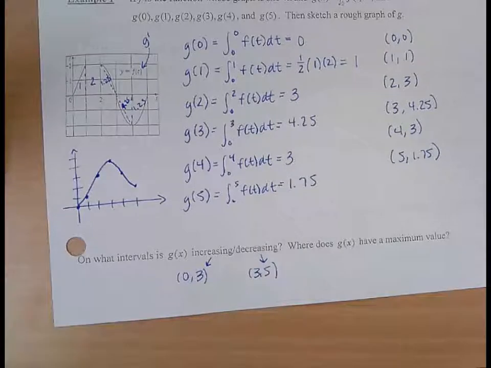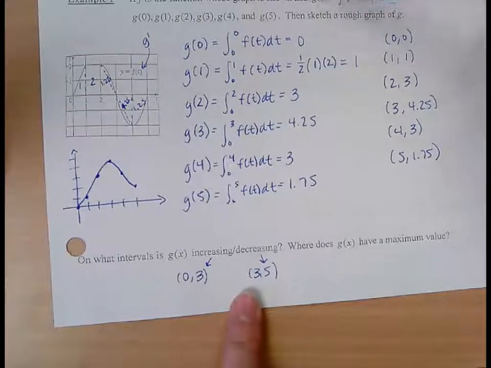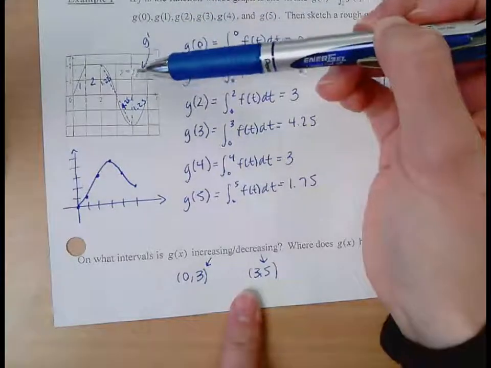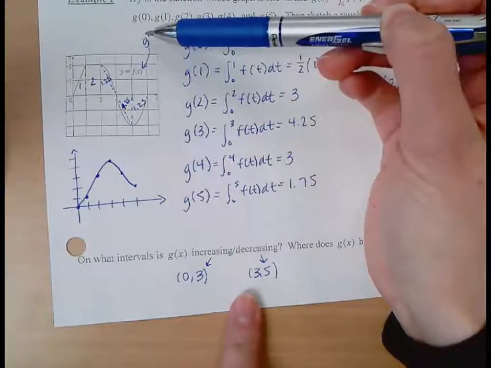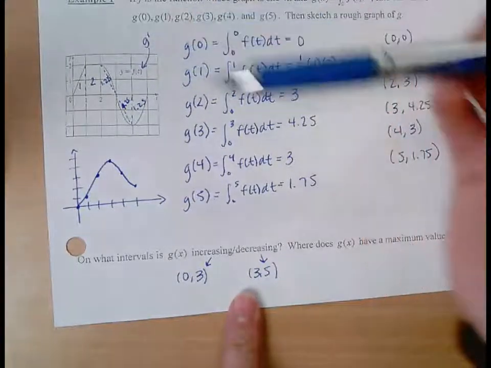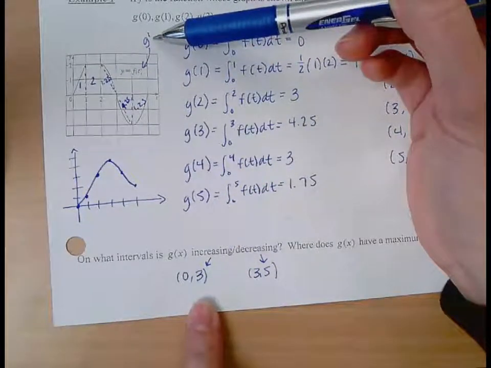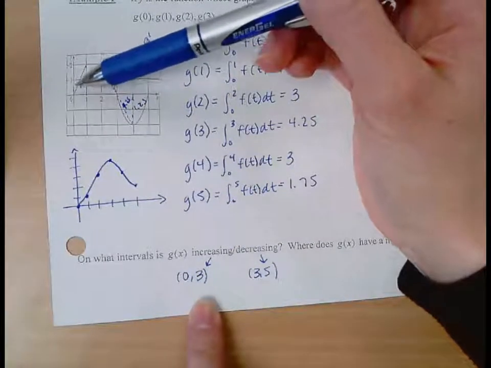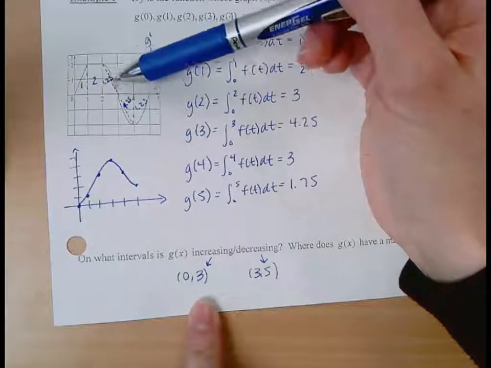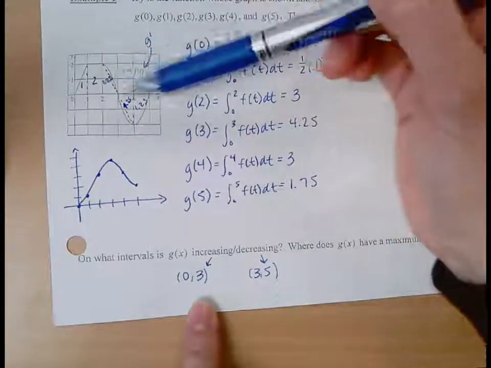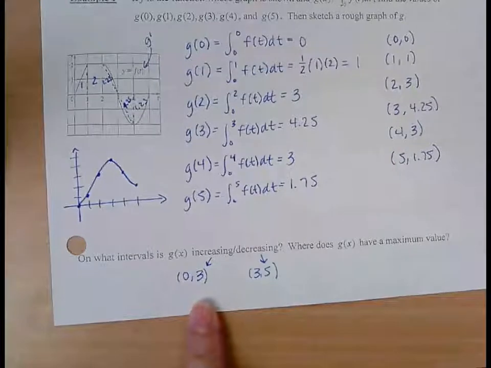But what I also want to show you, and this is going off of the fact that g is an antiderivative for f, so if you have the graph of f, this is really the graph of g prime. Remember, if g is increasing, that means g prime is positive. And if you look at the graph, you see that this graph is positive from 0 to 3. And then it's negative from 3 to 5. So that relationship that we first talked about in chapter 2 is still applying here. You just have to recognize that.